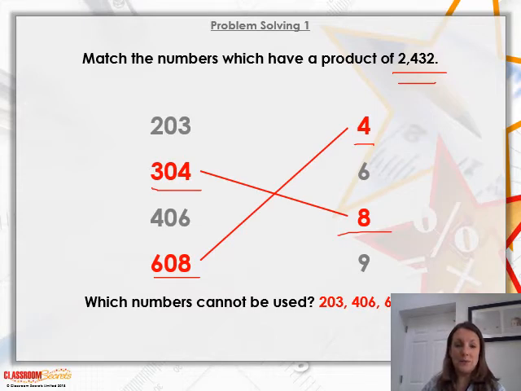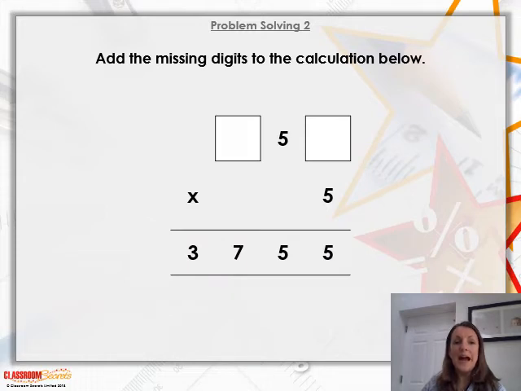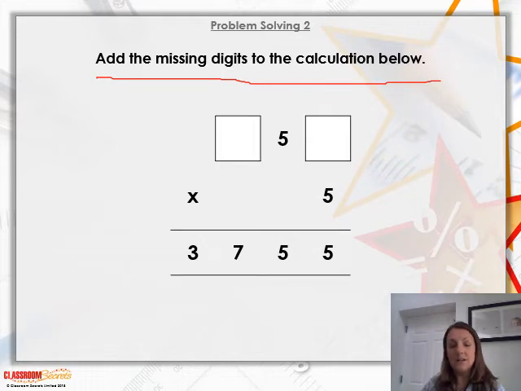Okay, brilliant. Add the missing digits to the calculation below. Right. So this is where we need to use our times tables and we need to just really think carefully. So what could be missing here then? Right, that would give me 5. Right, well, let's have a look at the next line over here. Well, whatever it is, because I know that 5 times 5 is going to give me 25. So there's my 5, and there would be a 2 under there.